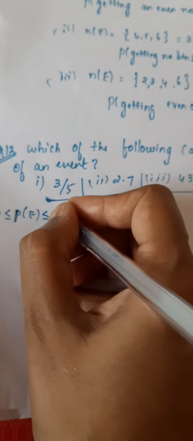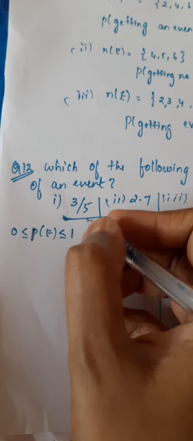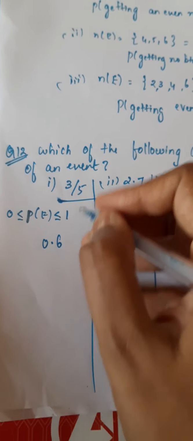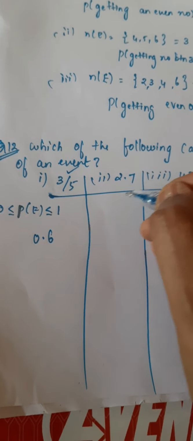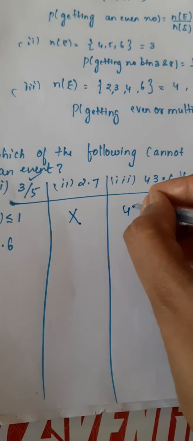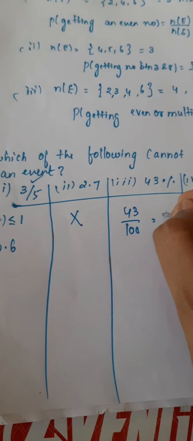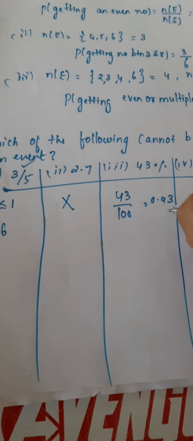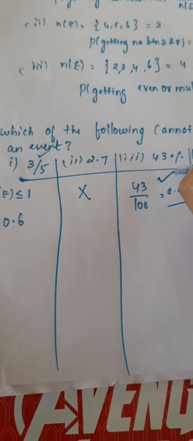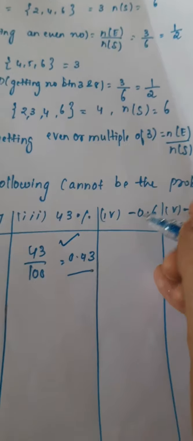Next, we need to check which of the following are valid probabilities. So we know the probability of an event lies between 0 and 1. So 3 by 5 is the first one, which can be written as 0.6. It lies between that. So yes, it's a probability. Next, 2.7 is greater than 1. So no. 43% can be written as 43 by 100, which is 0.43. It lies again between 0 and 1. Yes, it's a probability.